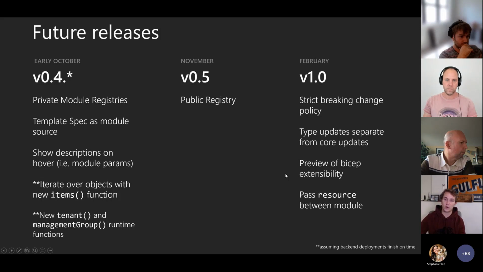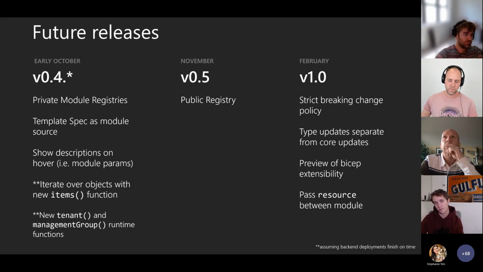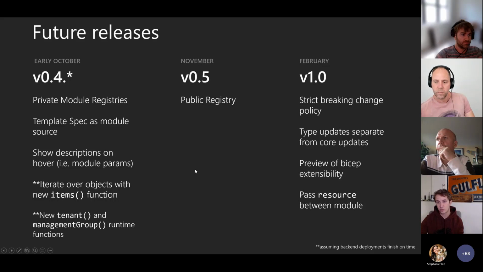And then 1.0, nothing has really changed here other than we've pushed the timeline out a little bit. So 1.0 is more of a February timeframe. We've talked about this before, but basically strict breaking changes, shipping type updates outside of core Bicep compiler updates, a preview of Bicep extensibility for things like deploying Kubernetes, as well as the ability to pass resources between modules. We had to push that out a little bit, but we're definitely going to get that done before 1.0.